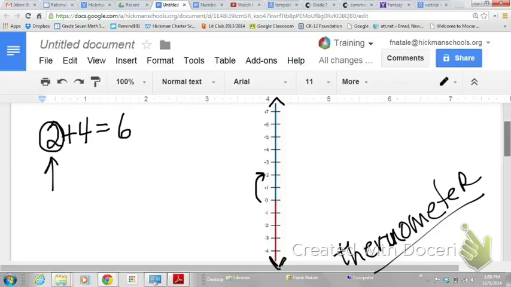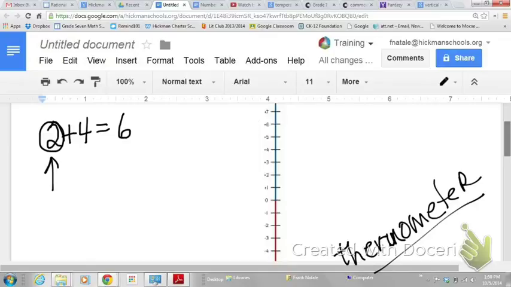But anyway, back to our problem here. So our first addend was the 2, and then we are adding and counting up another 4. Okay, so there's our 2, there's our 4, and here is where we end up at 6. Okay, let's see, and the counting down.